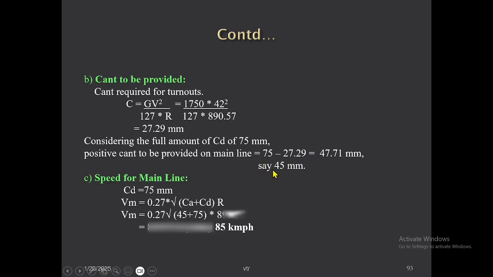And once we know the actual cant for the main line and avail the cant deficiency of 75 mm, we substitute in the formula 0.27 into root of (Ca plus Cd) into R. R is the radius of the main line. So substituting everything, we got the maximum permissible speed on the curve as 85 kmph. Okay. This is about the problem.